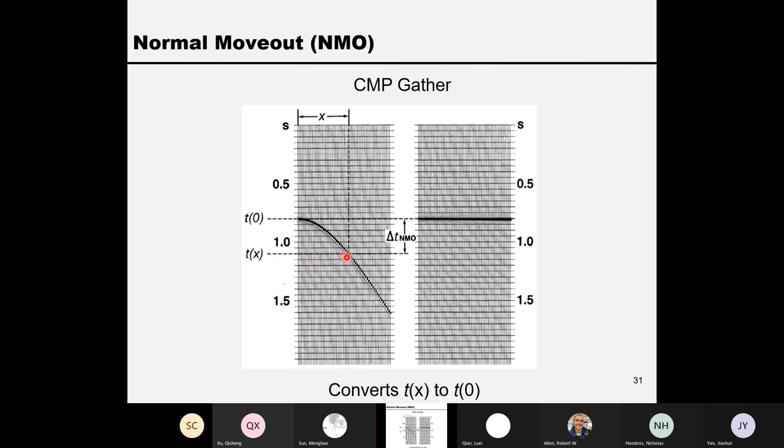What we try to do is move this upwards to here, to finally get it to look like this at the same T naught. That's your purpose. The time shift from here to here is called delta t NMO. So this amount of time shift is called the NMO time shift, right? That's the concept.